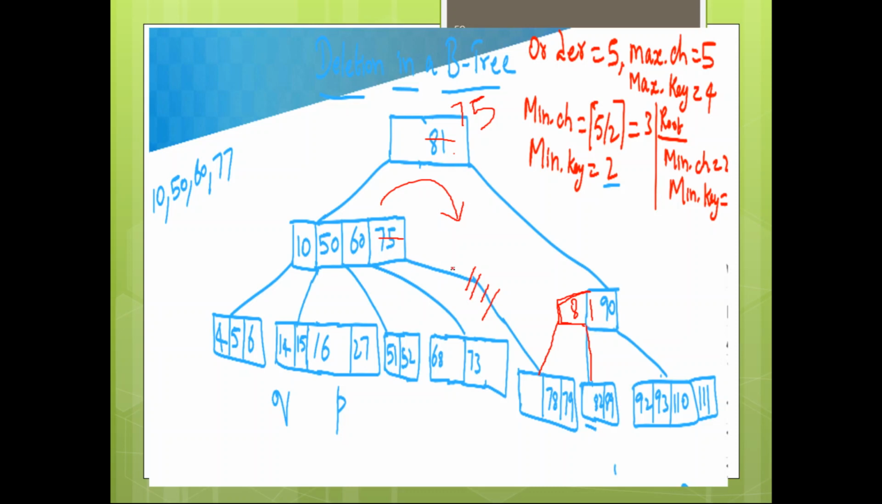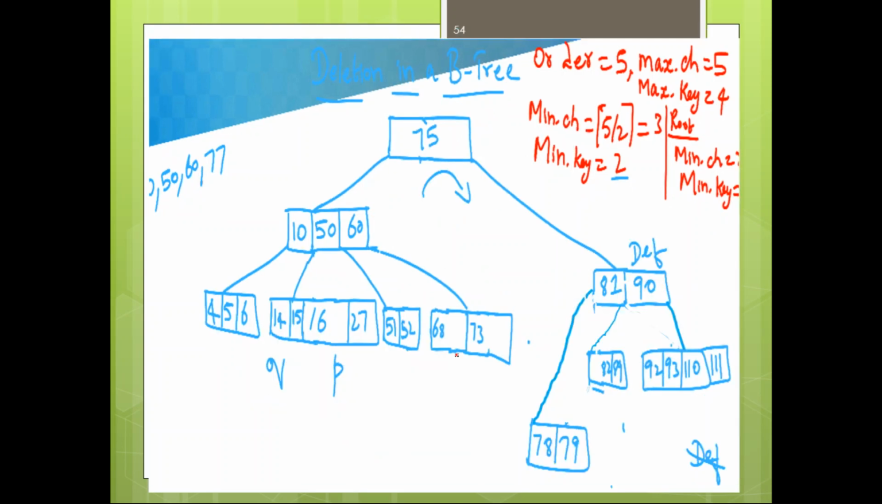If there is a right child, then the right child will become the left child of the nearest sibling, when you are performing right rotation. Similarly, when you perform left rotation, if there is a left child, then the left child will become the right child of the other sibling. Okay, fine. So this is the updated tree.